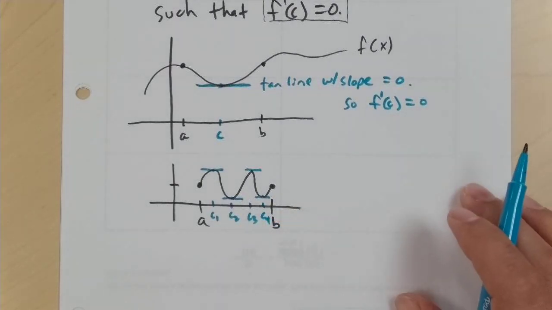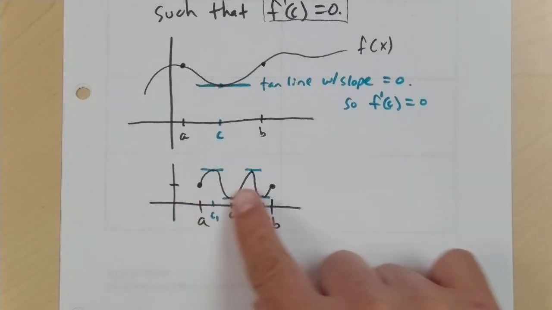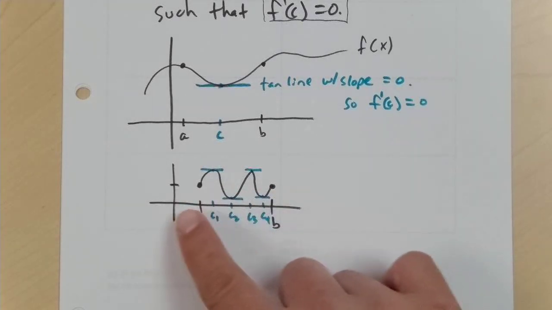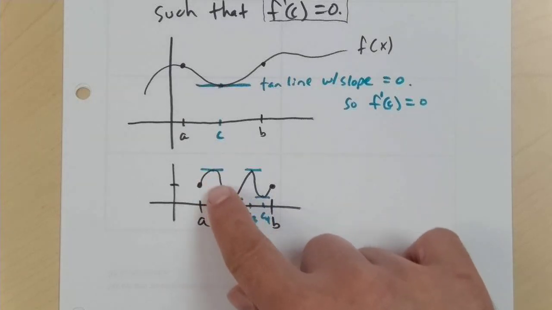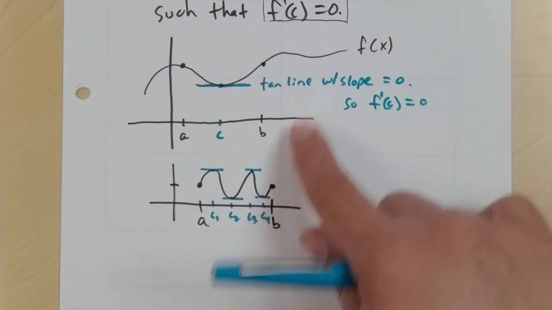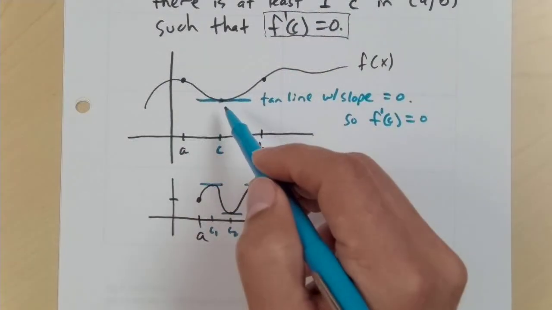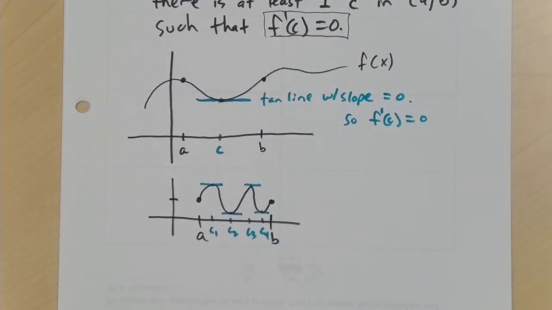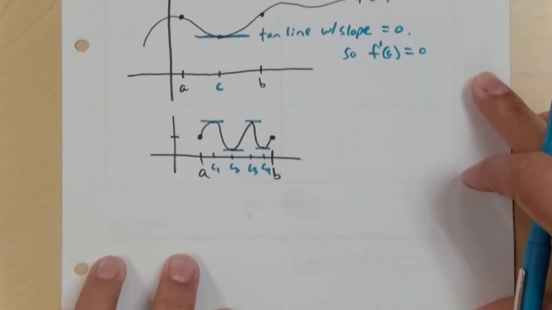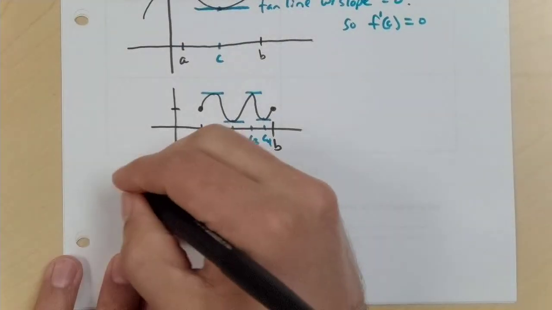Okay, but that's essentially what Rolle's theorem guarantees. If we start and end at the same spot, at some point, we're going to have a slope of 0. In other words, the derivative of the function has to equal 0 at least one time. Here's where it was once, here's where we have several. So now hopefully that kind of makes sense. Now let's look at an example.